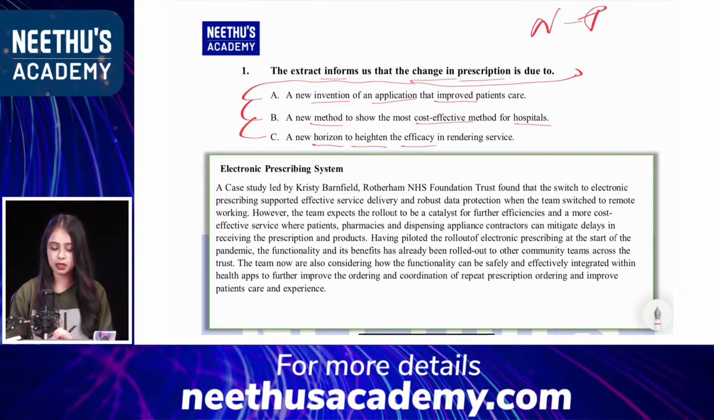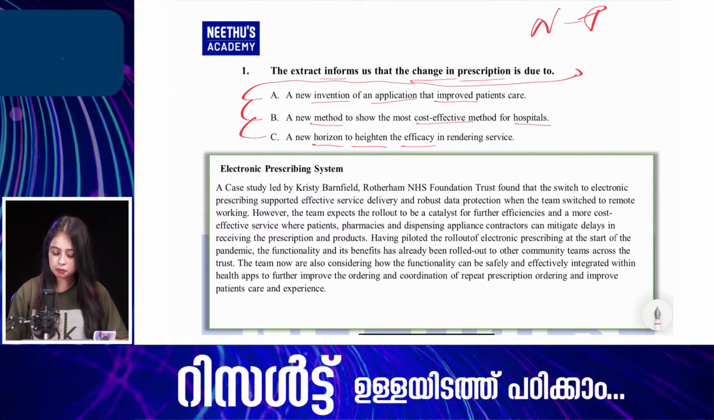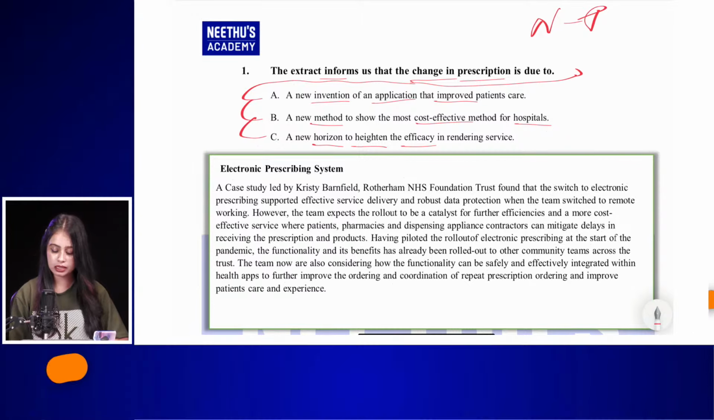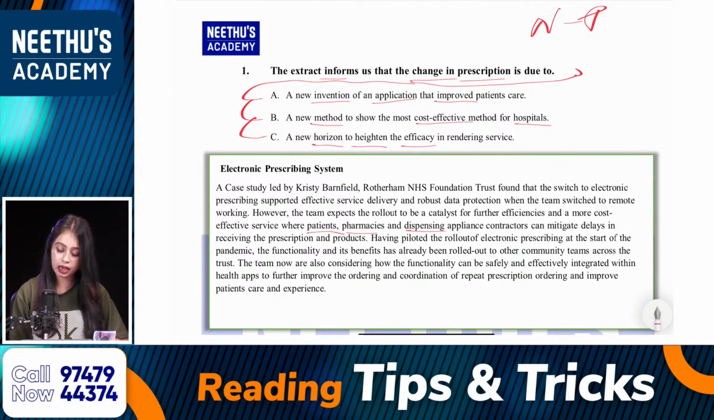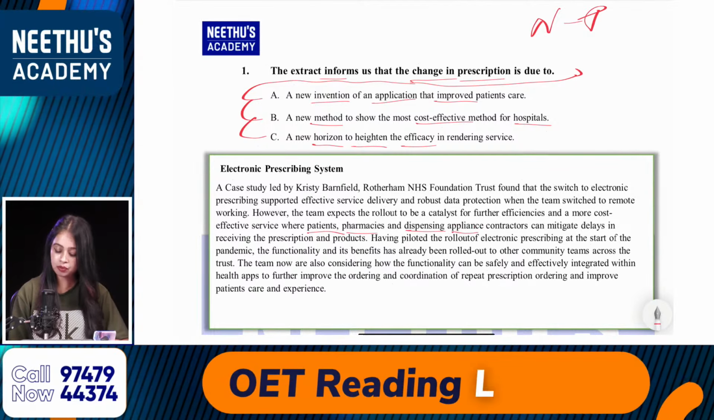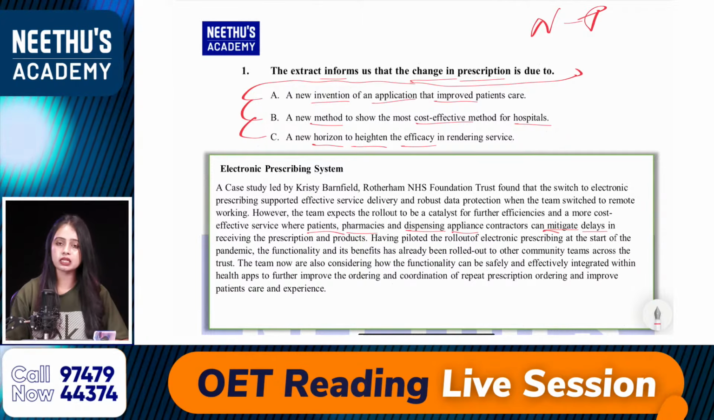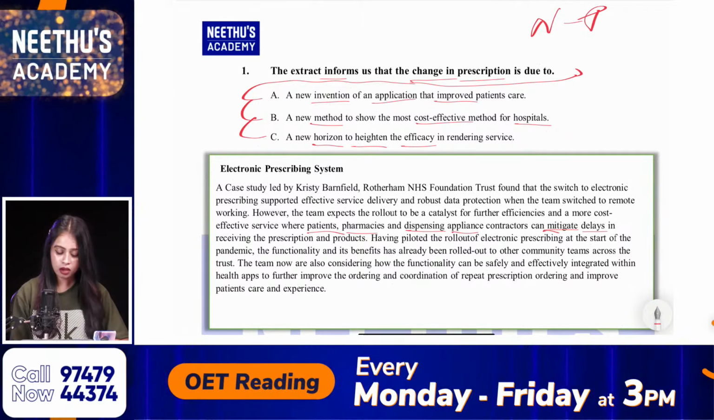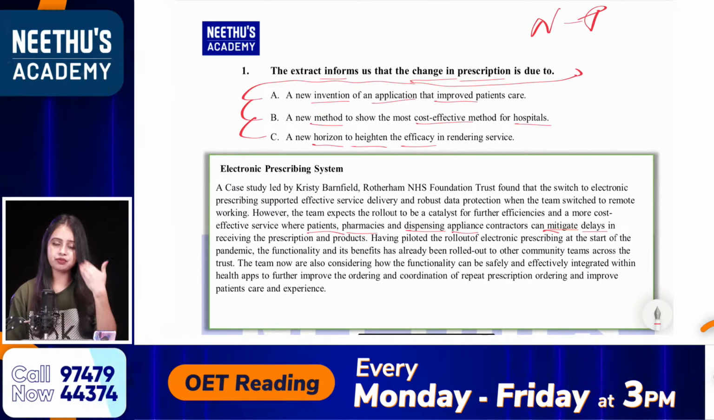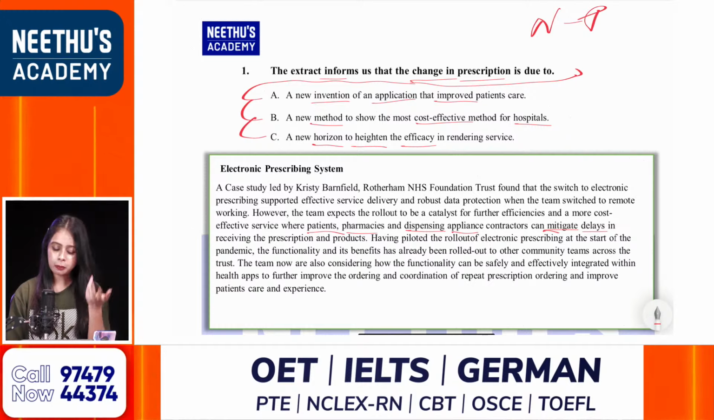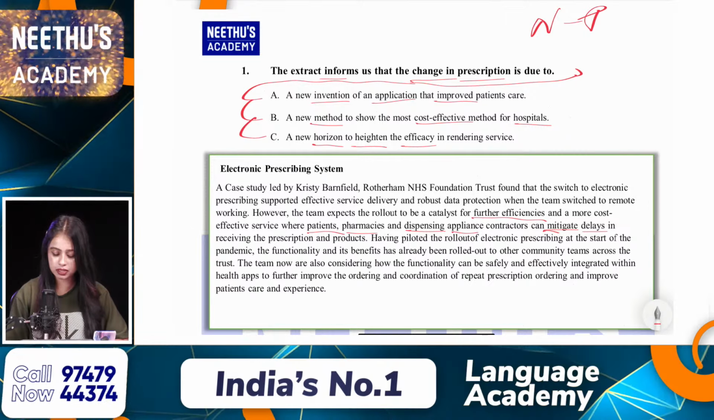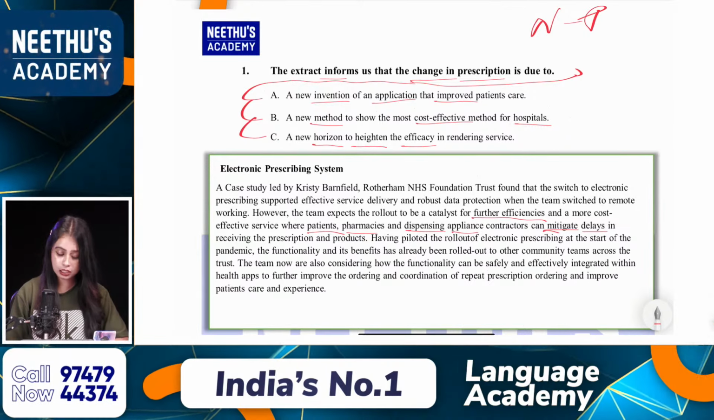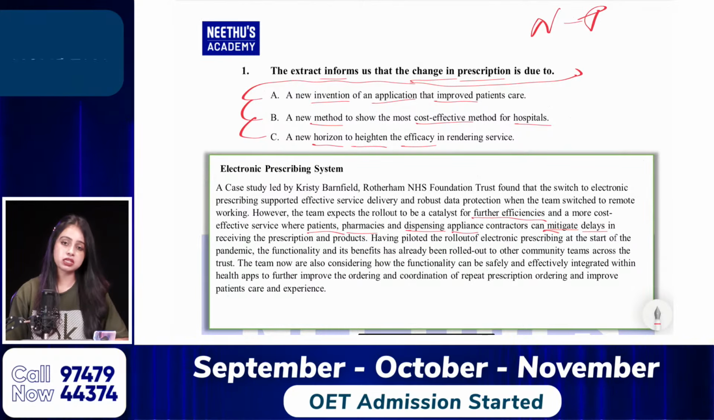So they've changed to something. However, the team expects the rollout to be a catalyst for further efficiencies and more cost-effective service where patients, pharmacies, dispensing appliance contractors can mitigate delays. Mitigate, which means eliminate delays in receiving the prescription and products. So why have they changed to this? For further efficiencies and more cost-effective service, and to mitigate delays in receiving the prescription and the products.